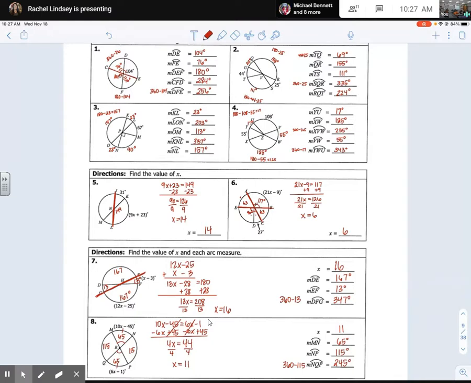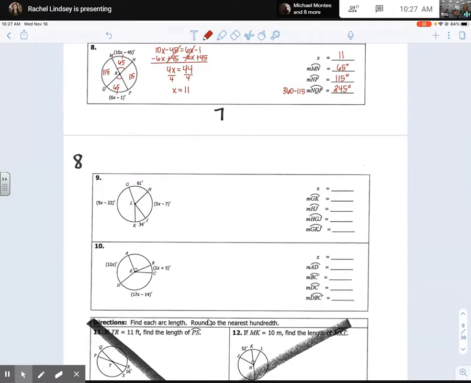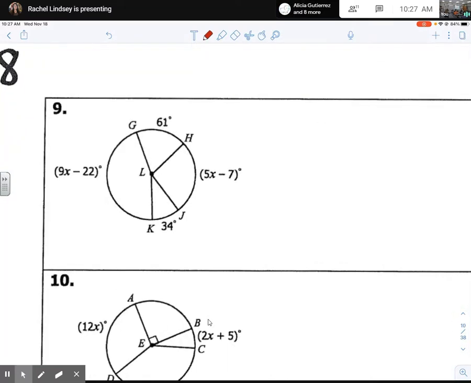So now, number 9 on page 8. Looking at that, there's no diameters in there, so you can't do the 180 thing. There's only 4 radii in there. So what do I know that all of the arcs have to add to equal? 360. So I'm going to add up everything, set it equal to 360. So 9x minus 22 plus 5x minus 7 plus 61 plus 34. All of those equal 360.